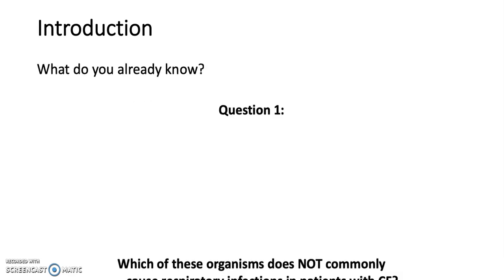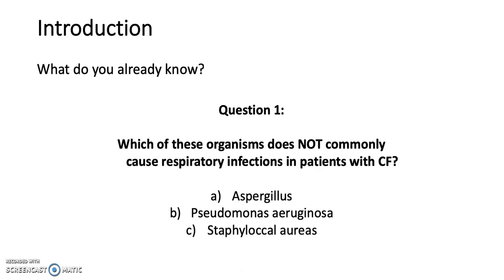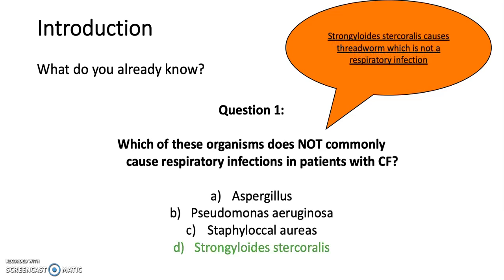To begin with, let's go through some questions to see what level our base knowledge is at. Question 1. Which of these organisms does not commonly cause respiratory infections in patients with CF? A. Aspergillus, B. Pseudomonas aeruginosa, C. Staphylococcus aureus, or D. Strongyloides stercoralis. Which of these normally cause respiratory infections? The answer is D. Strongyloides stercoralis. This causes threadworm, which is not a respiratory infection.